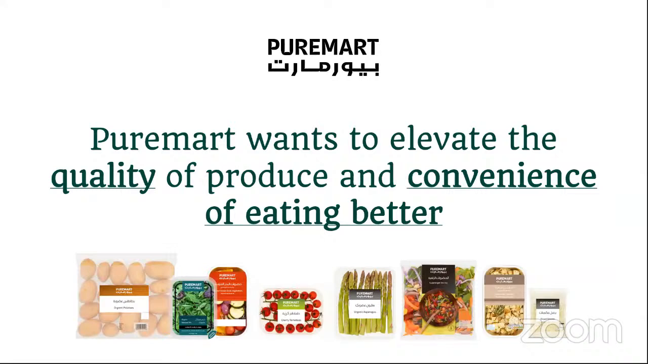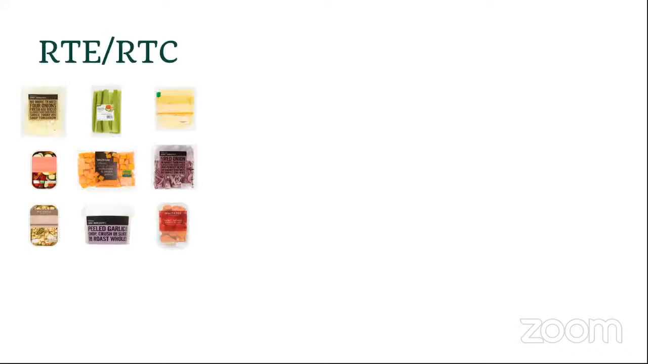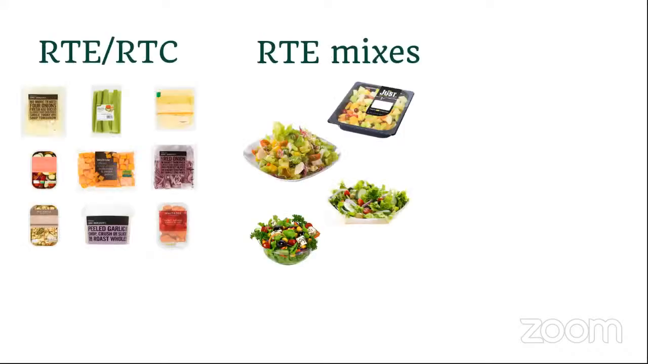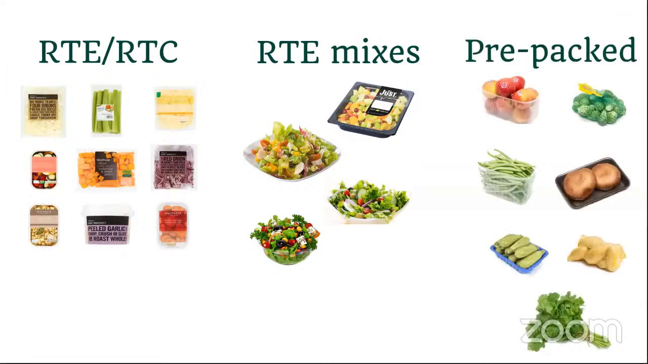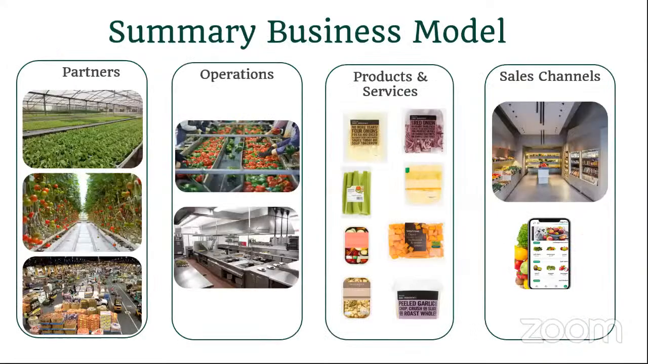Pure Mart wants to elevate the quality of produce and the convenience of eating better. Pure Mart will provide ready-to-eat and ready-to-cook fruits and vegetables, and for those customers who still prefer to prep on their own, Pure Mart will provide sourced, selected, and pre-packed fruits and vegetables. Pure Mart will source its product from local hydroponic and organic farms, as well as from local importers and wholesalers. The Pure Mart teams will then sort and select the best of the produce, wash, peel, cut, and pack those in its own processing unit.